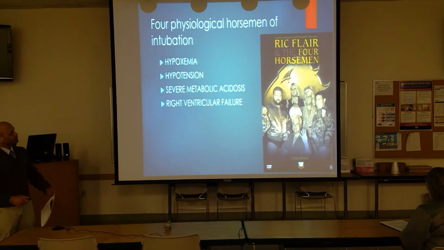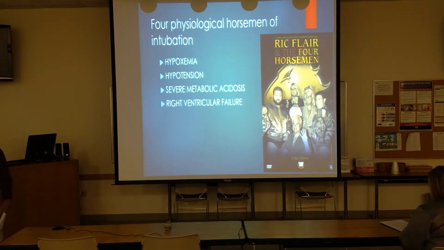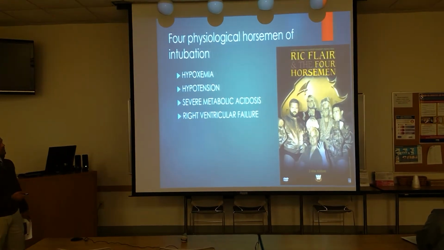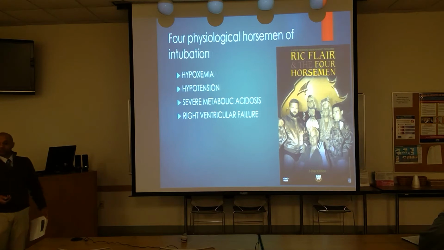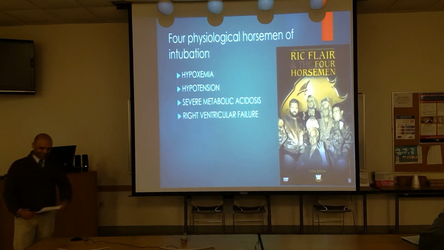So these are the 4 things that I'm going to talk about today. Of course, you can expand this, but these are kind of the main things right here that are very dangerous, and they're very easy to spot, okay? So you got hypoxemia, hypotension, severe metabolic acidosis, right ventricular failure, and of course you got Ric Flair in the WWE.